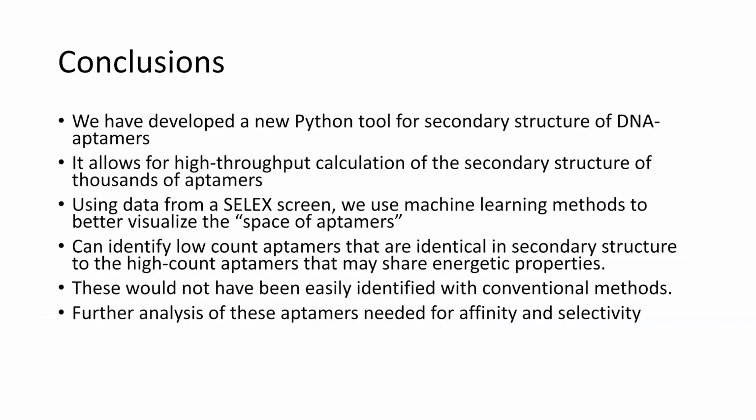So our conclusion: we did develop a new Python tool. It will be open source when the paper is out. It is on GitHub. So it will be an open source Python tool for computing secondary structures with a few novel improvements that haven't been seen before. It allows high throughput calculation of secondary structure. And taking in data from a select screen, we can use these clustering methods to better understand the space of aptamers and identify low-count aptamers that have identical secondary structure and that may share energetic properties.